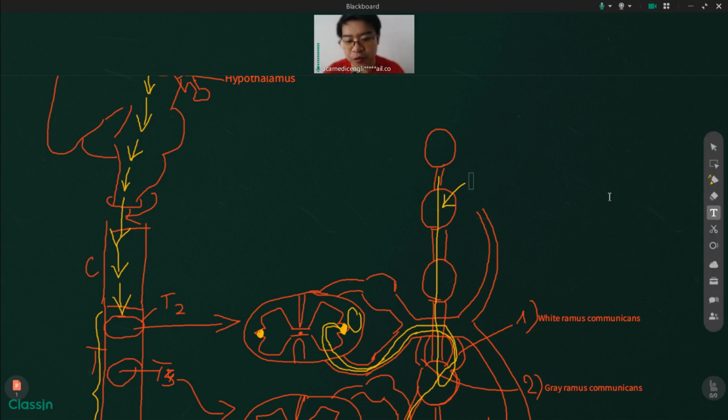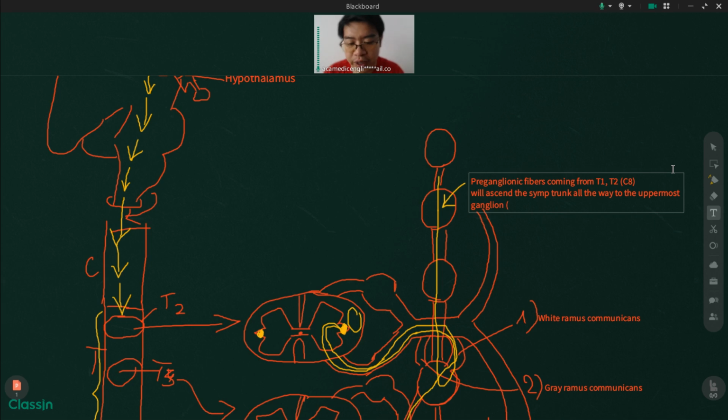So, pay attention. The preganglionic fibers coming from segments T1 and T2 and sometimes even C8 in some individuals will ascend the sympathetic trunk all the way to the uppermost ganglion, also called the superior cervical ganglion. Superior cervical ganglion. For example, this is the middle cervical ganglion, and this is the superior cervical ganglion.